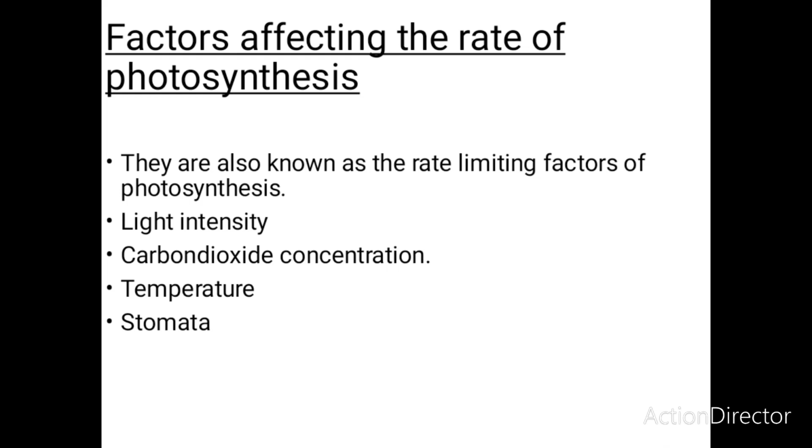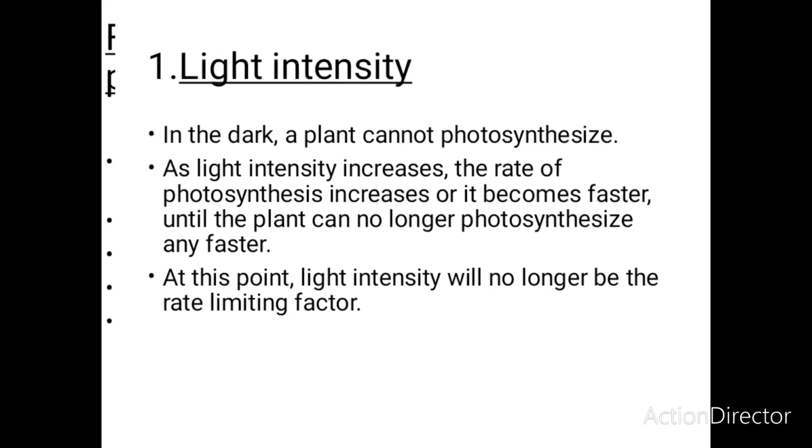There are a number of factors that affect the rate of photosynthesis. These are also known as the rate limiting factors of photosynthesis. So they are light intensity, carbon dioxide concentration, temperature, and stomata. The first one we are going to look at is light intensity.